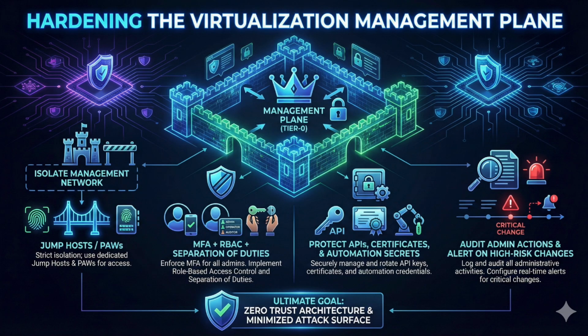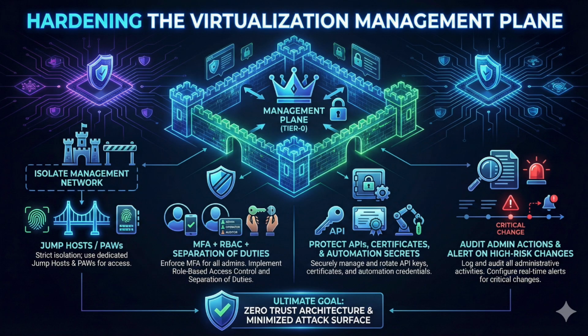Then implement strong identity controls. Use MFA for all privileged accounts, and use role-based access control so admins only get the permissions they need. For example, a help desk role might power cycle VMs, but should not modify networks or attach disks. Also separate accounts, one for daily work, one for privileged tasks, plus a monitored break glass account for emergencies.